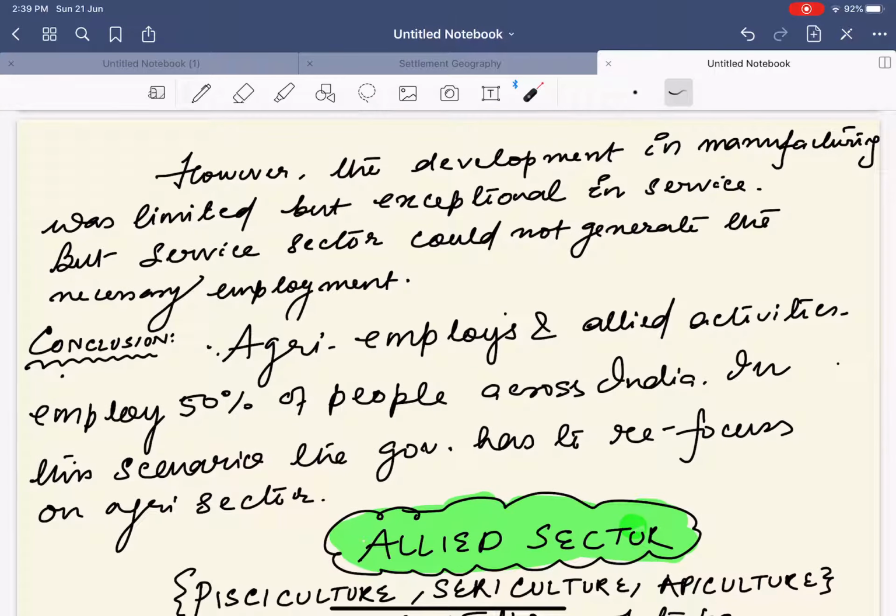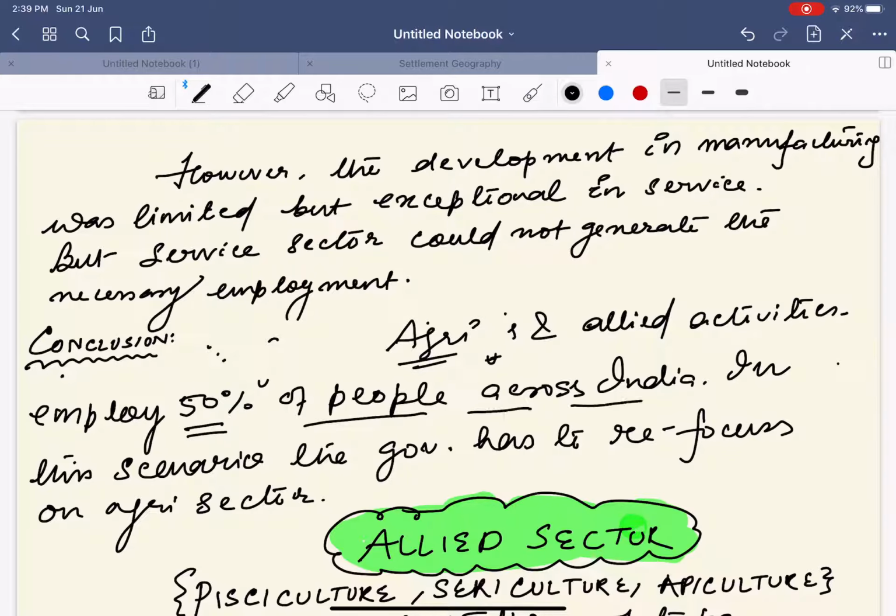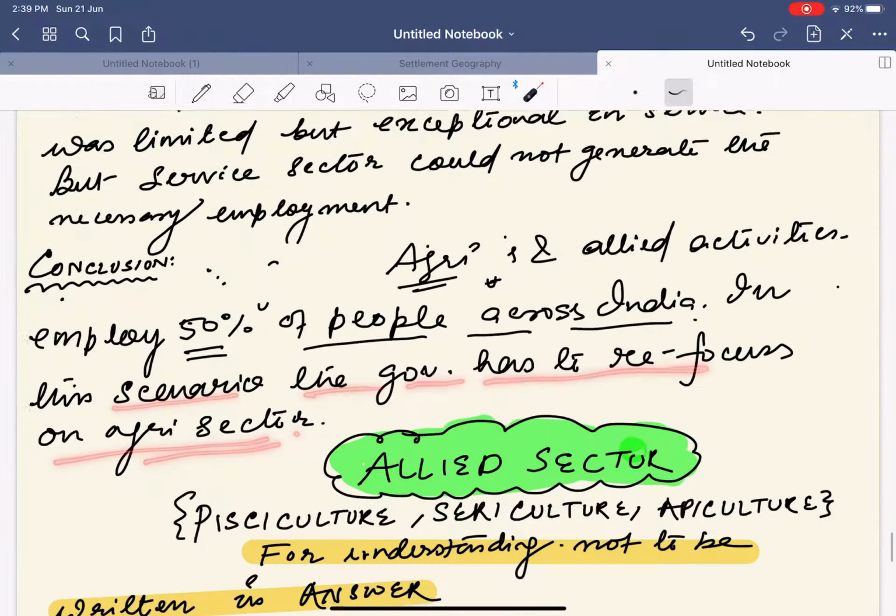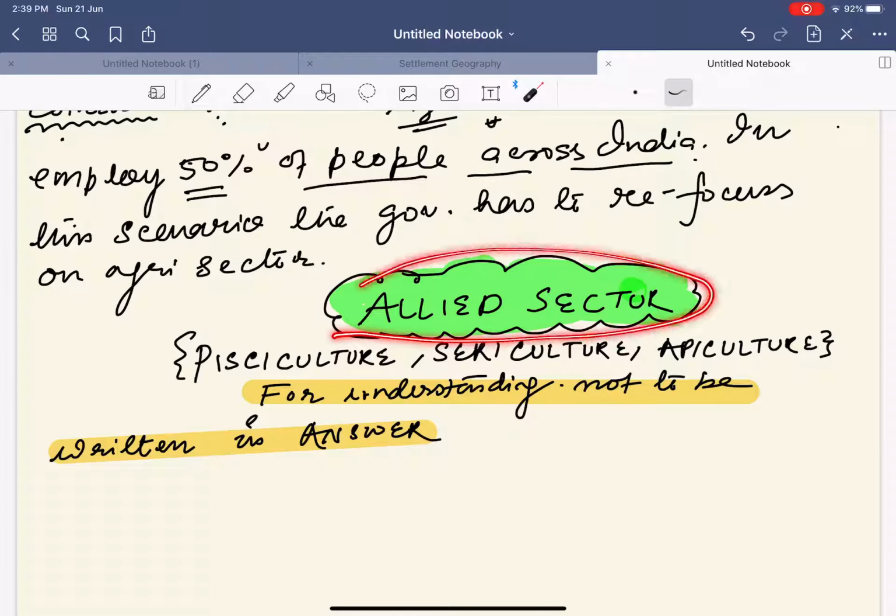Hence, in the conclusion, I should have written this: agriculture and allied activities employ 50% of the people across India. And in this scenario, the government has to refocus on the agricultural sector. Now, what is this allied industry? Allied is nothing but pisciculture, sericulture, and apiculture.